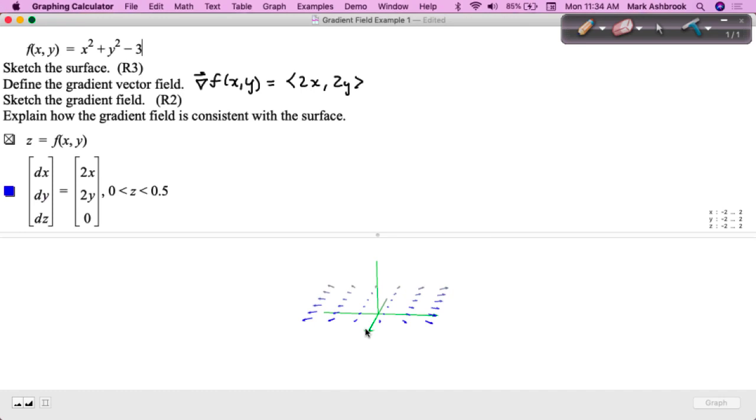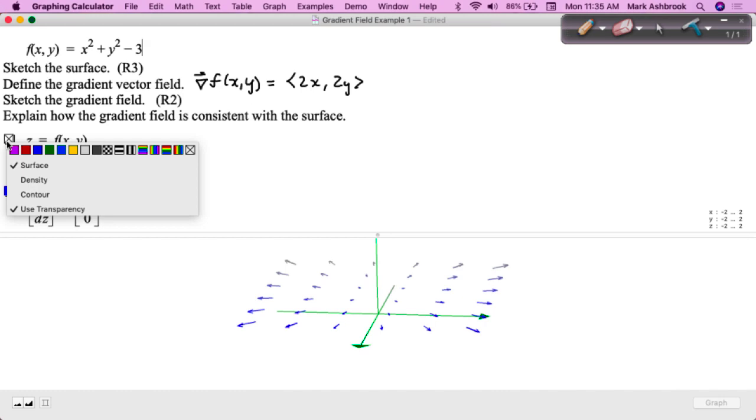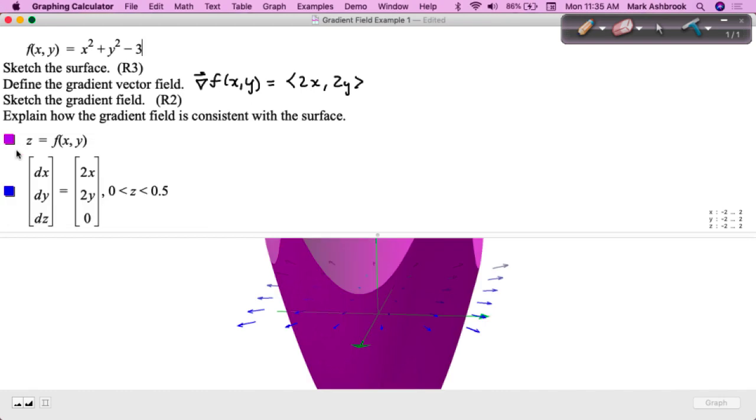Something like that. So I'm showing it in the xy plane. Okay, what about this surface, x squared plus y squared minus 3? What kind of surface is that? Circular paraboloid opening up.